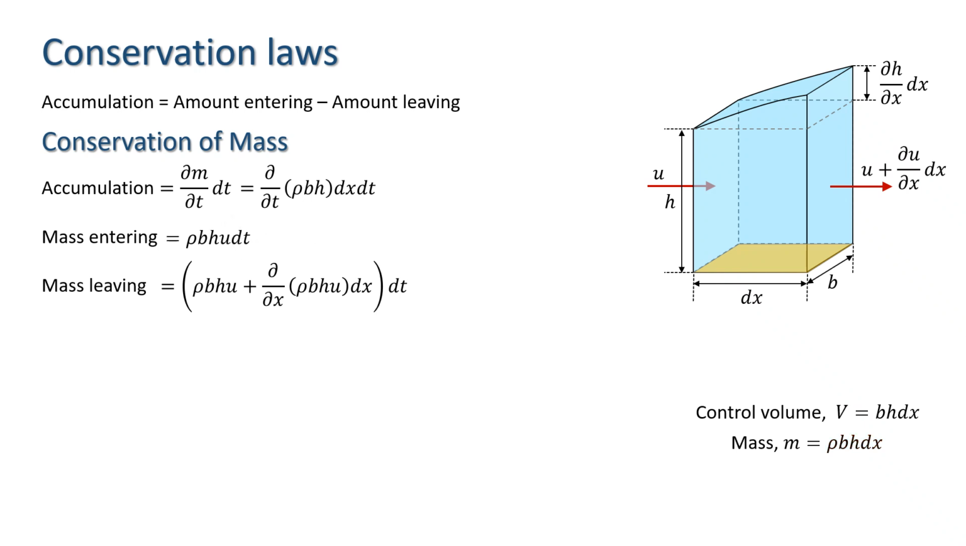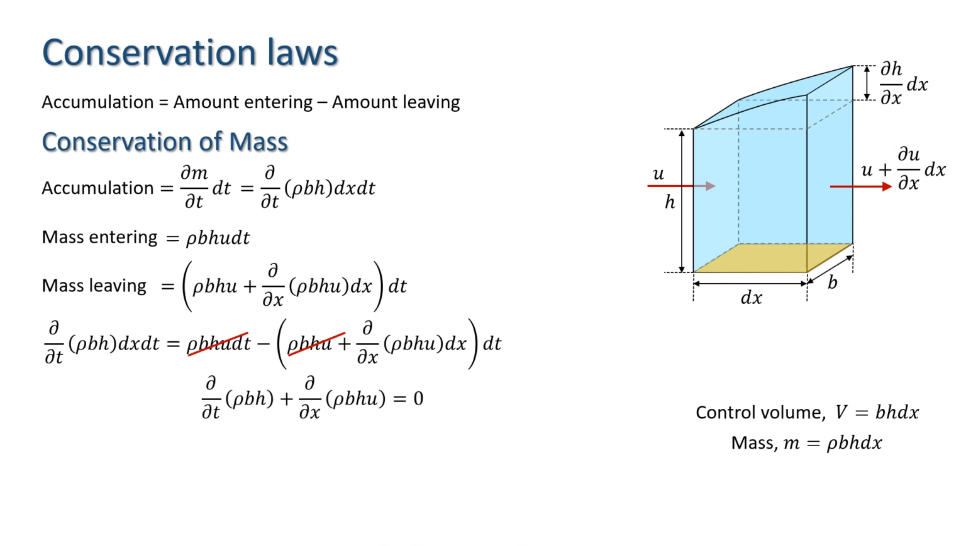We can now equate the accumulation of mass in time dt with mass entering minus mass leaving, giving this equation. We can see that two of the terms on the right-hand side, ρbhu dt, are equal and opposite, so they cancel out. And, dividing throughout by dx and dt, we are left with the equation d by dt of ρbh plus d by dx of ρbhu equals 0.